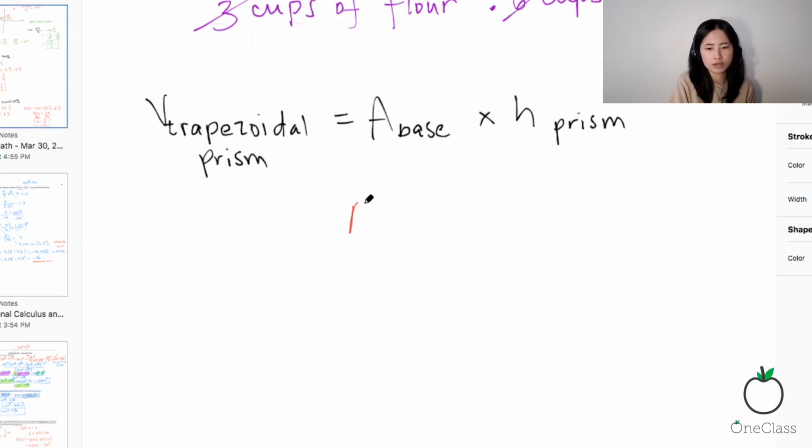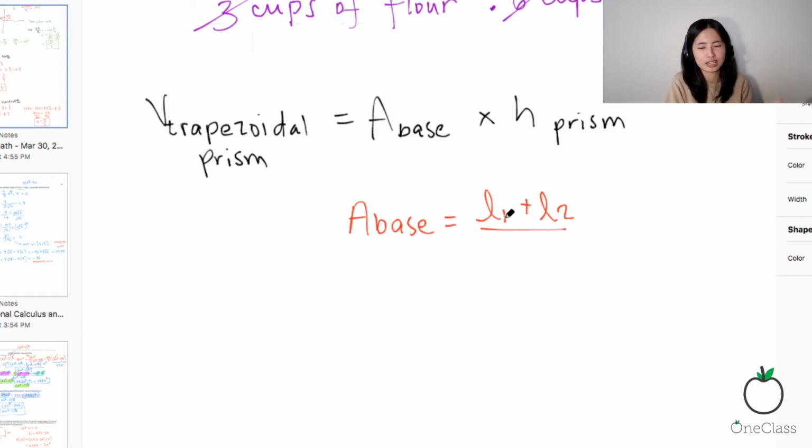So the area of your base. What's the area of a 2D trapezoid? That would be your first leg plus your leg 2, or a plus b depending on your teacher. Again, there are going to be variations in this formula, but basically let's keep this as base 1 and base 2. And this is divided by 2 times the height of your trapezoid.